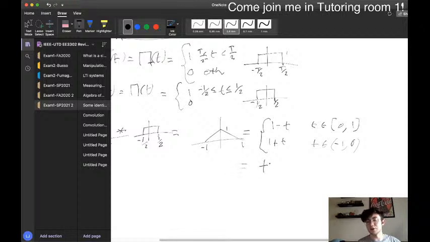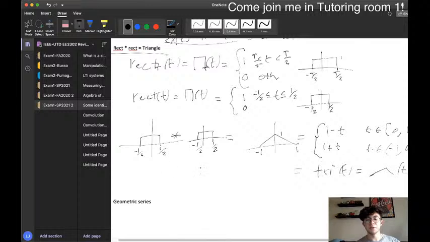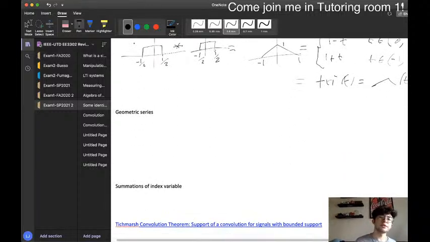Sometimes it's written as triangle of t, sometimes it's written with the cool triangle symbol. But anyway, this is what we're describing here. Convolve two boxes, get a triangle. That's the idea. And there are some other identities that are useful for us, especially when we're talking about energy.